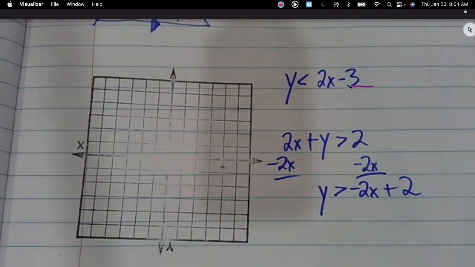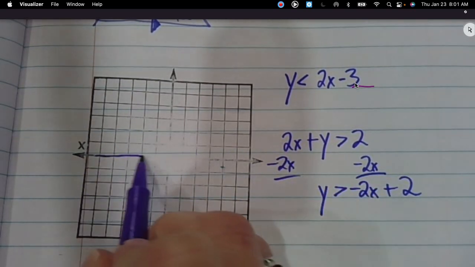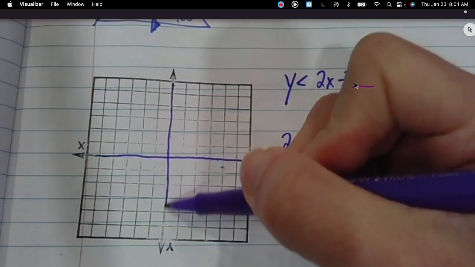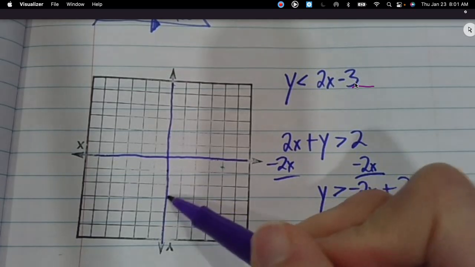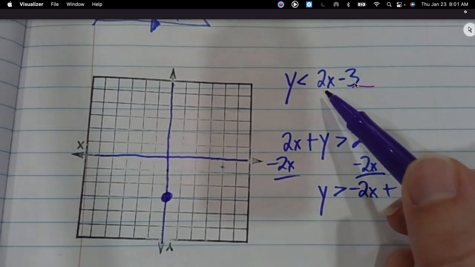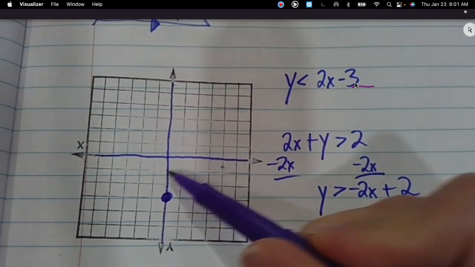Now, this one y'all said I'm going to go down to negative 3, right? So I know you can't see this. This is the x-axis. This is the y-axis. So I'm going to go down 1, 2, negative 3. What's my slope? 2. So from this point, where do I go? Up 2 and over 1.